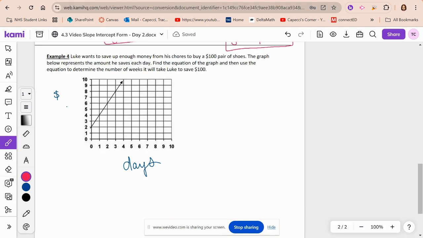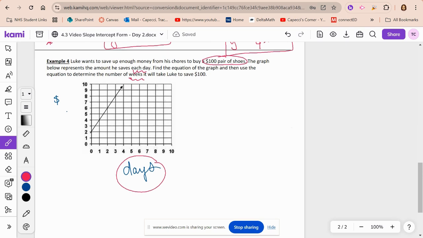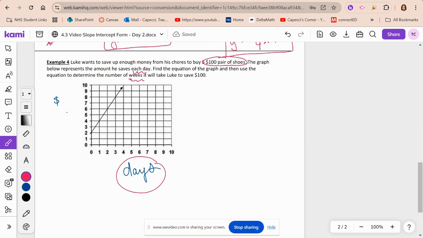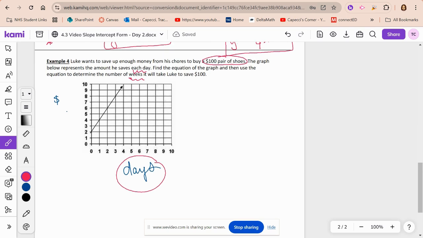Okay, now let's take a look at our word problem. So it says Luke wants to save up enough money from his chores to buy a $100 pair of shoes. The graph below represents the amount he saves each day, right? So it's talking about each day. Find the equation of the graph and then use the equation to determine the number of weeks. So we've got to be careful here. First, we're talking about days, right? Time is always on the x-axis. We want to know the number of weeks it will take him to save $100. So we have money on my y-axis.